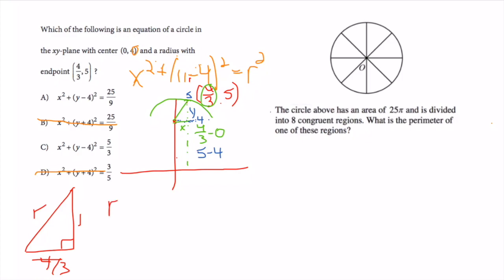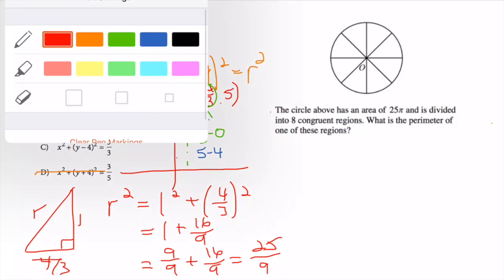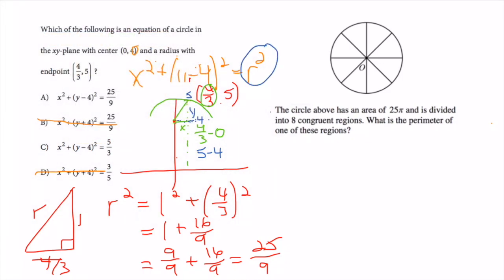Okay, so my radius squared equals 1 squared plus 4 over 3 squared, which equals 1 plus 16 over 9. Okay, common denominator, 9 over 9 plus 16 over 9 equals 25 over 9. Okay, now the final equation of a circle is already represented as r squared. Okay, r squared is 25 over 9, so A is my correct answer here.